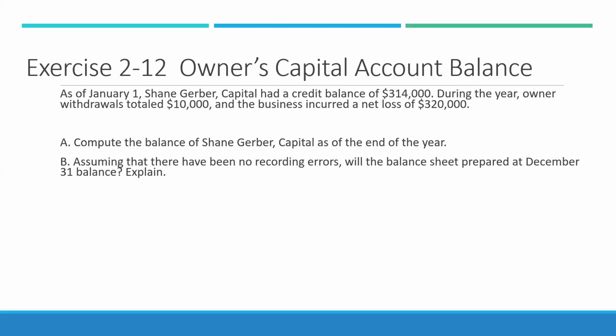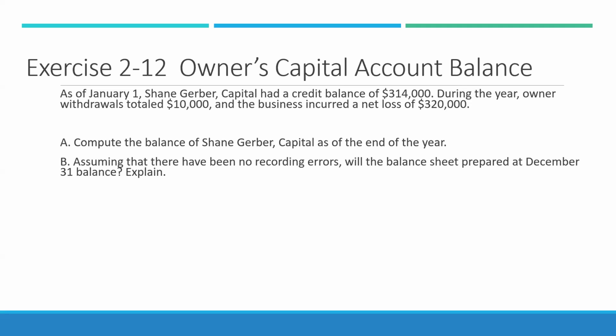We have our debits of 10,000. And then net loss of 320,000. That's going to be another debit. Clearly, we have more losses than we have gains, than we even had initial money in this. And so owner's equity, assuming there have been no recording errors, the equity in the business would be negative.